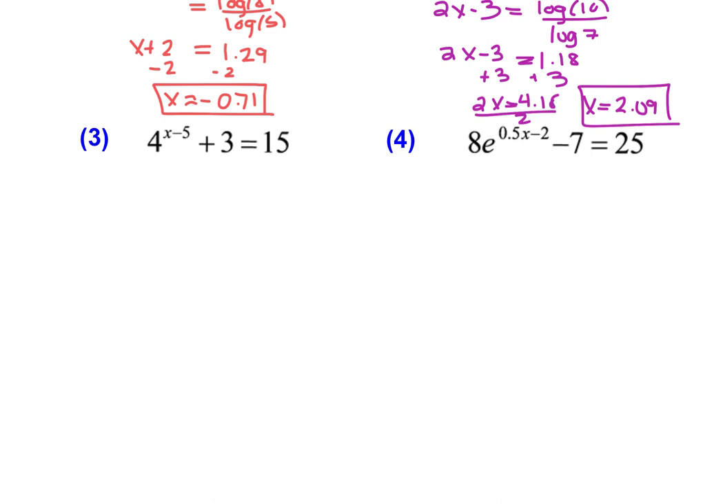Now if we look at the bottom two equations, what I notice in both of these equations is that the exponent is not by itself. We can only use this logarithm trick when the exponent is completely by itself on one side of the equation. So for this one here, we're going to need to subtract 3.